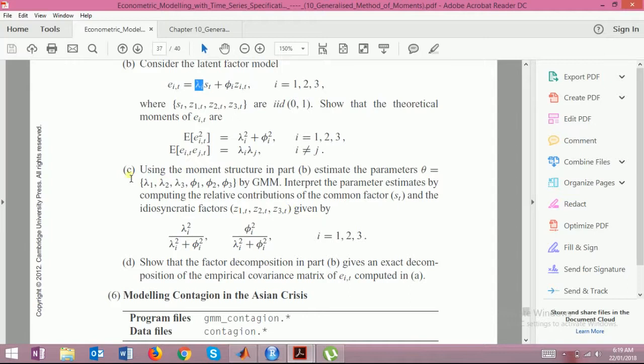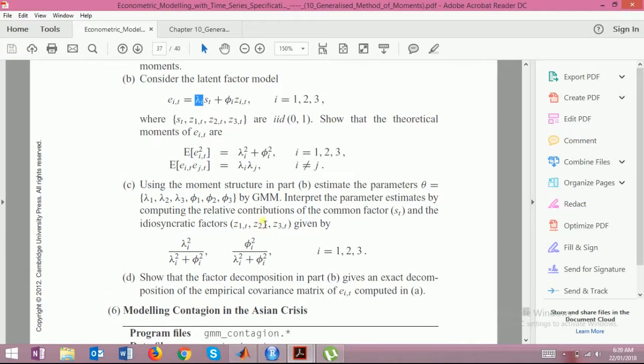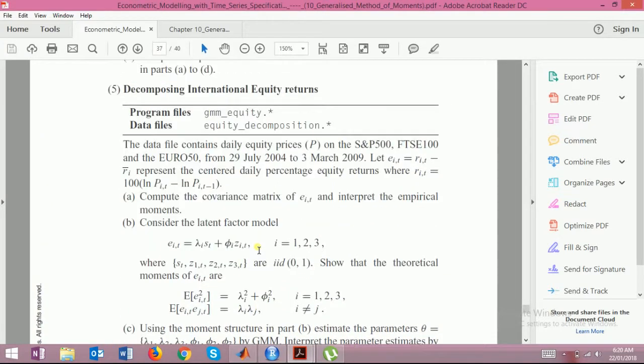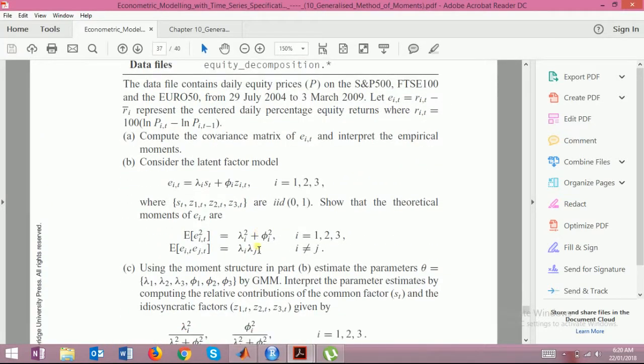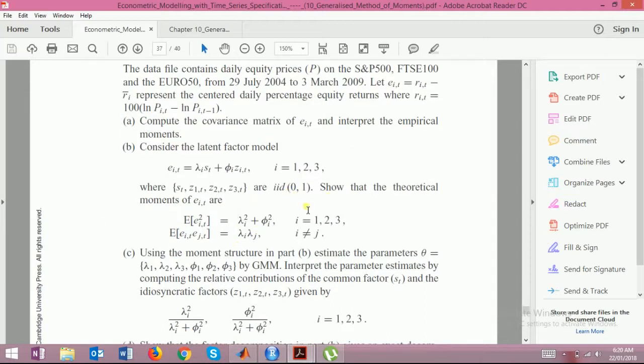Using the moment structure in part B, estimate the parameters, the factor loadings and all the coefficients, by GMM. Interpret the parameter estimates by computing the relative contribution of the common factor and the idiosyncratic factors, so that the factor decomposition gives an exact decomposition of the empirical covariance matrix computed in A. Okay, sure. Let's see how this goes.